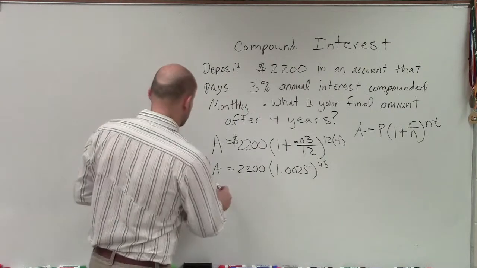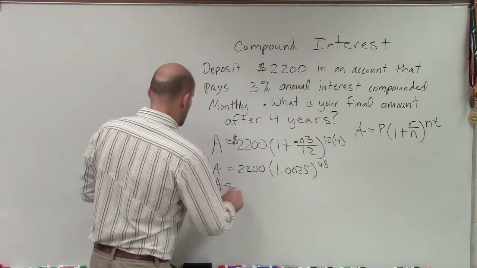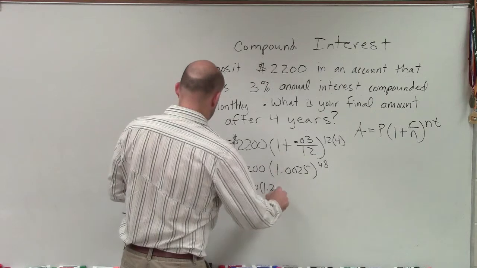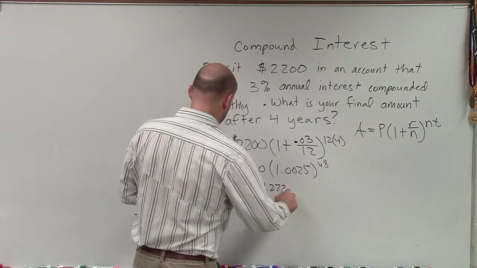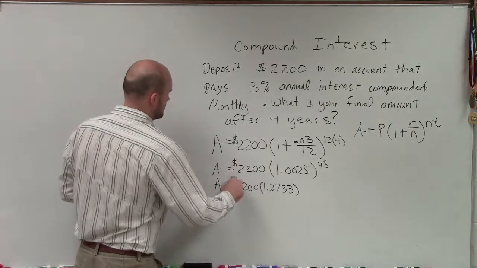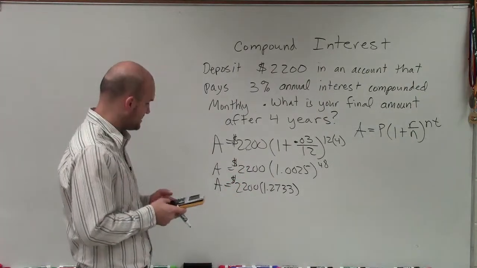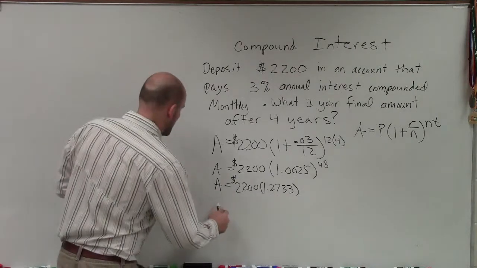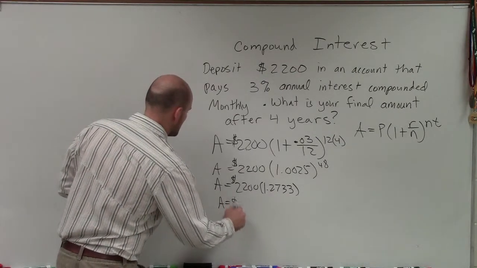And that equals... A equals 2,200 times 1.2733. I'm just rounding this out. And then I multiply that times our principal.